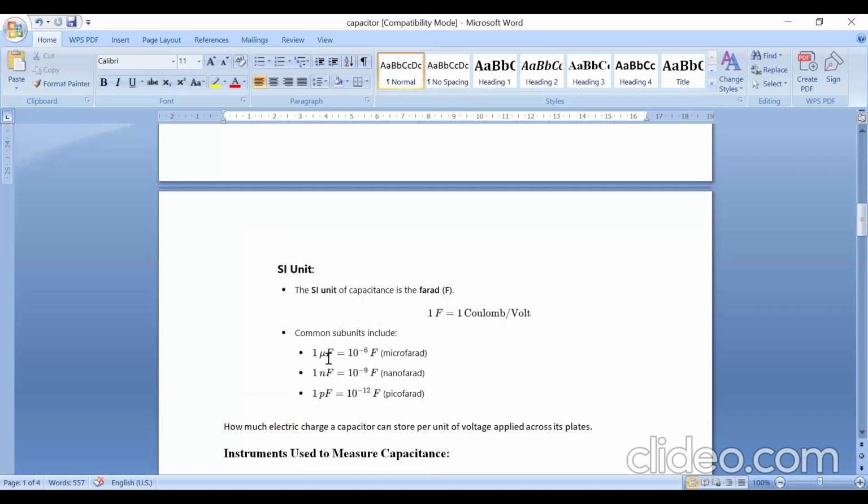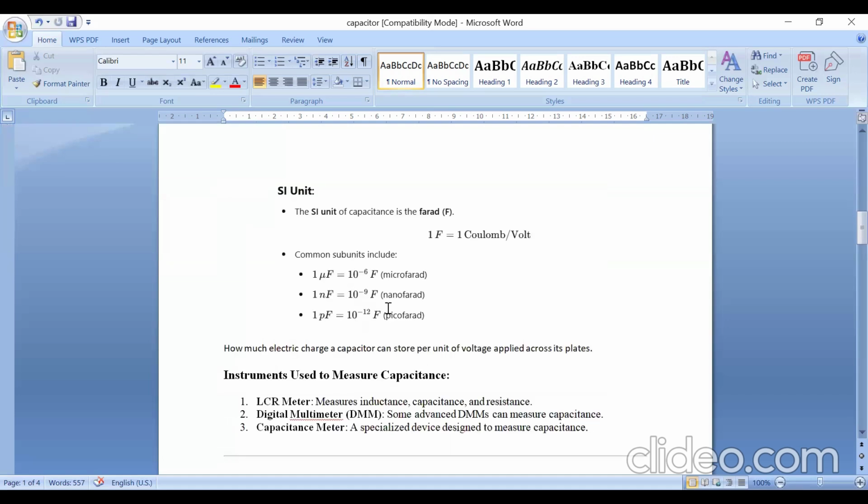It is also represented in microfarad, nanofarad, and picofarad. Microfarad is µF, nanofarad is nF, and picofarad is pF. Microfarad means 10 to the power of minus 6 farad. Nano means 10 to the power of minus 9 farad. Pico means 10 to the power of minus 12 farad. So this is about the subunits of the capacitor.